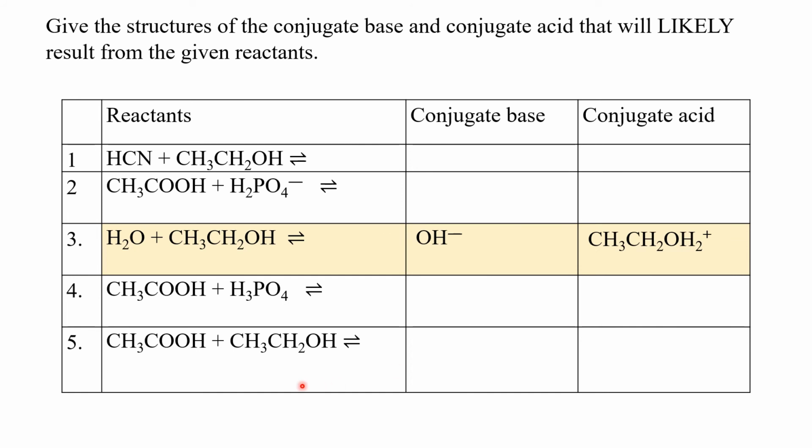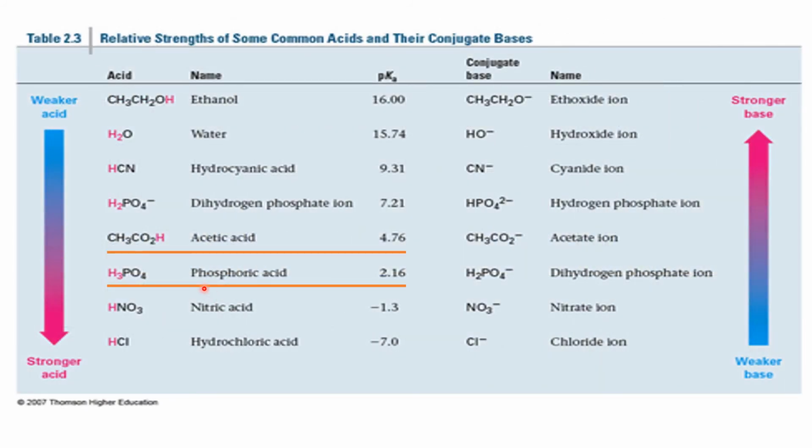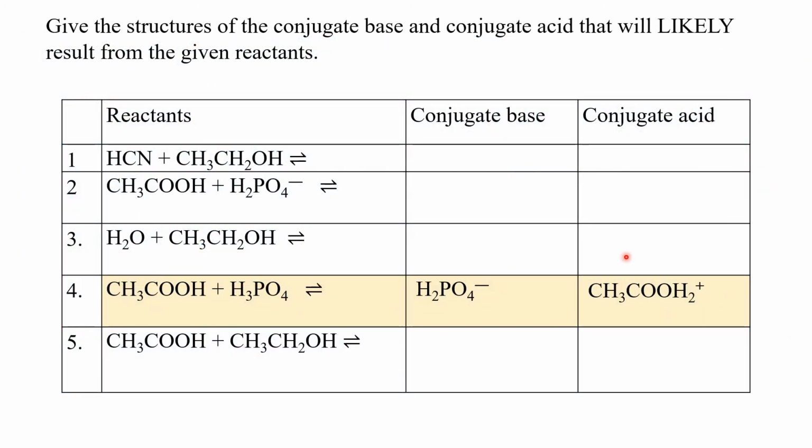The next will be between acetic acid and phosphoric acid. Going back to the table, acetic acid and phosphoric acid. Phosphoric acid is the stronger acid, so it becomes the proton donor. And this is going to be the reaction. So phosphoric acid will become the proton donor, and what is left behind is the conjugate base, dihydrogen phosphate. And the conjugate acid is the protonated acetic acid.